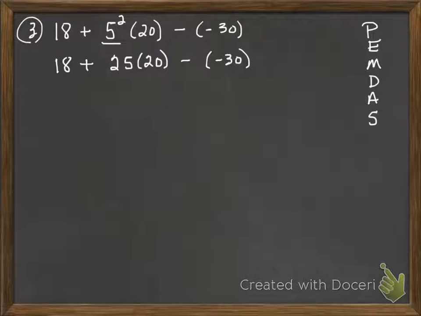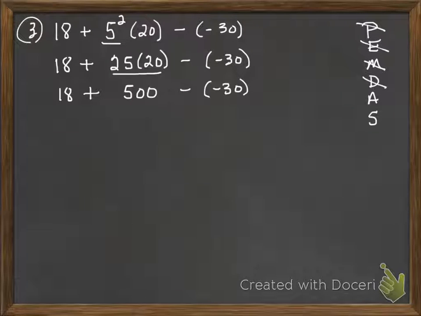So I didn't have anything to do inside the parentheses. I did my exponents. The next thing that I do is I multiply and divide from left to right. Well, I do have one multiplication problem. It's in the middle of my problem. So I bring down my 18. I bring down my addition sign. 25 times 20 is 500. So I did my multiplying.